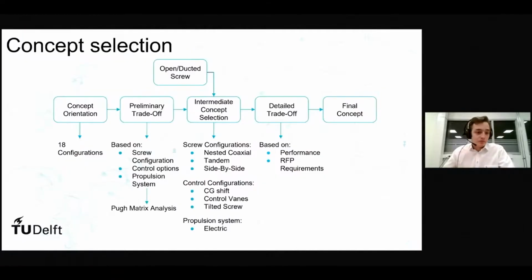And then we went on with our concept selection. Having a complete overview of all the possible aerial screw configurations, the following concept selection process was followed. From the 18 configurations, a preliminary trade-off study was performed based on screw configurations, control options, and propulsion systems, with the use of the matrix analysis. And from this, we got to 3 screw configurations, 3 control options, and a final propulsion system.